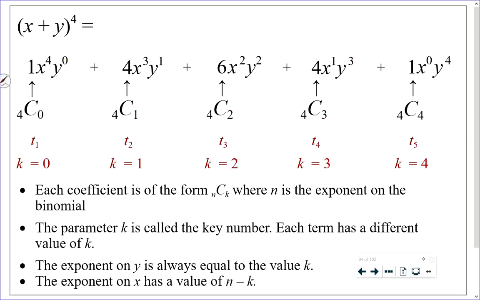Okay? Finally, the exponent on x has a value of n minus k. I'm not going to highlight anything here. If n is 4 and k is 3, the exponent on x is the difference between those two, because the two exponents have to add to give 4. And I would suggest to you that that final point, that's all it means. Your exponents have to add to give n, which is why you take n minus k, which is the exponent on y, to get the exponent on x.